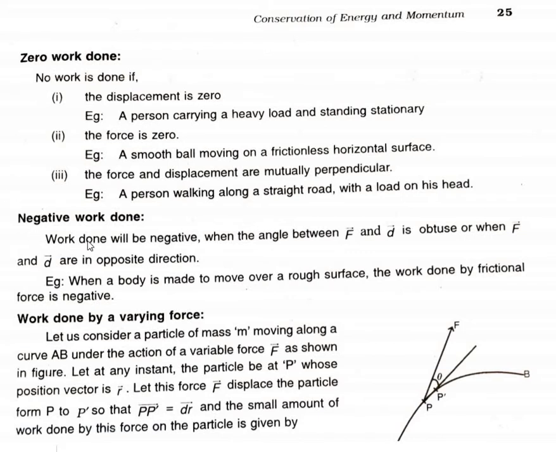Let us discuss negative work done. When will the work done be negative? The work done will be negative when the angle between F and D is obtuse, that is, greater than 90 degrees. For example, the frictional force acts in the direction opposite to the displacement. So the work done by the friction force will be negative. So these are the different cases of work done.